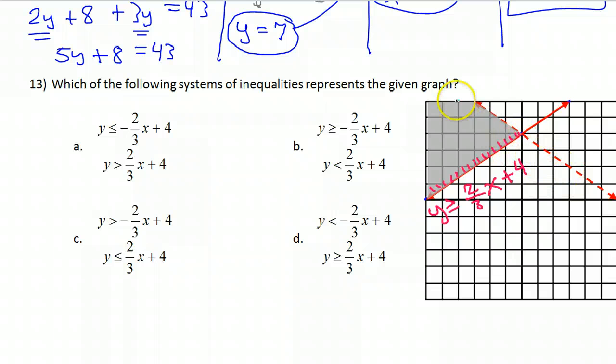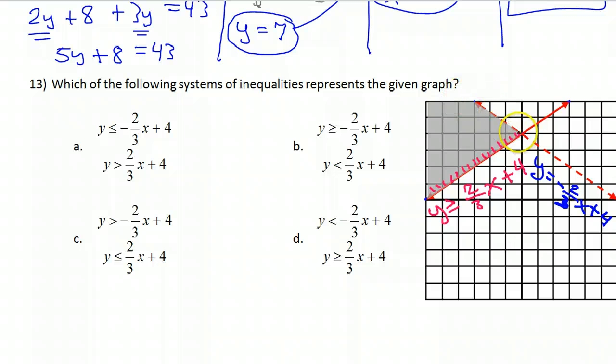Now the other line, this is going downhill. It's going down 2 over 3. So this is y equals negative 2/3 x. It's still plus 4, the y-intercept is still 4. So y equals negative 2/3 x plus 4.